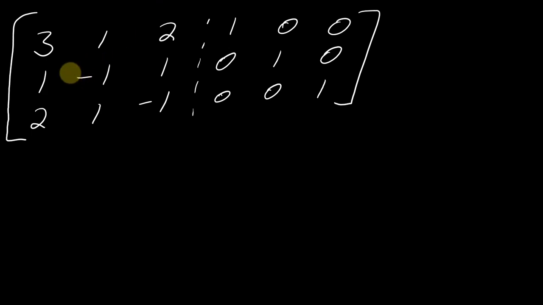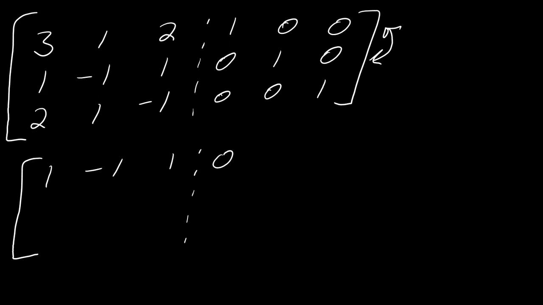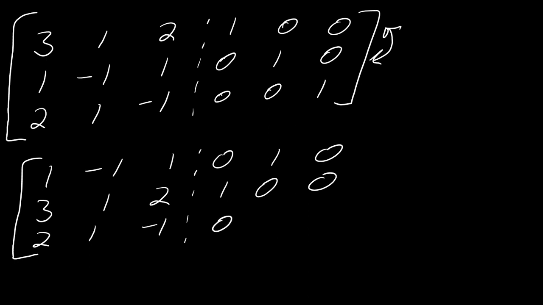Okay, so looking at this, I think that, well, we've got a 1 here, so probably the path of least resistance would be to just flip the rows. So let's see, that's going to give me 1, -1, 1. Don't forget the other side, 0, 1, 0. And then 3, 1, 2, 1, 0, 0. 2, 1, -1, 0, 0, 1.